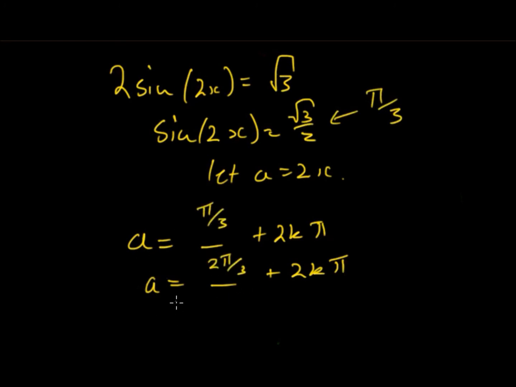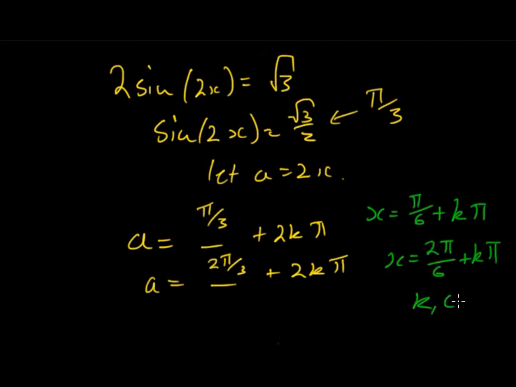Now we know that a is equal to 2x. So we sub a is equal to 2x. We can get the solutions for x, which is going to be pi on 6. So we've divided both sides by 2, plus k pi. And x is equal to 2 pi on 6, which can be simplified to pi on 3, plus k pi. Once again, writing that k is an integer.